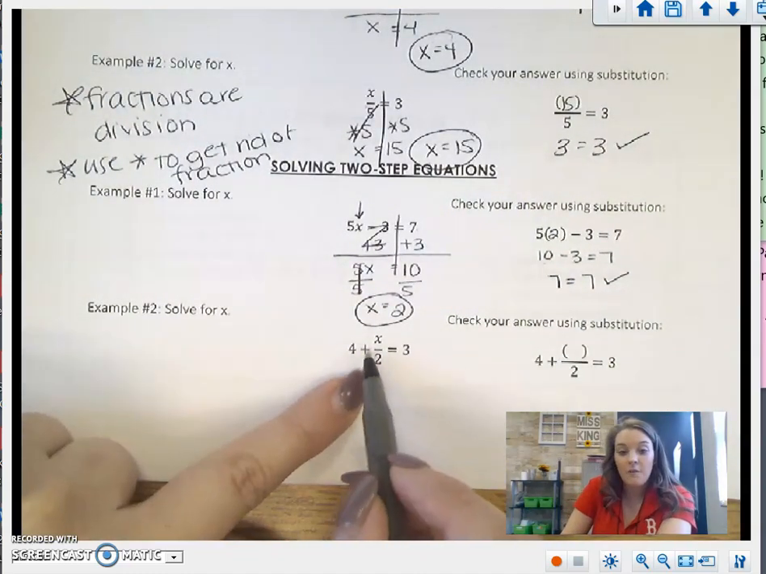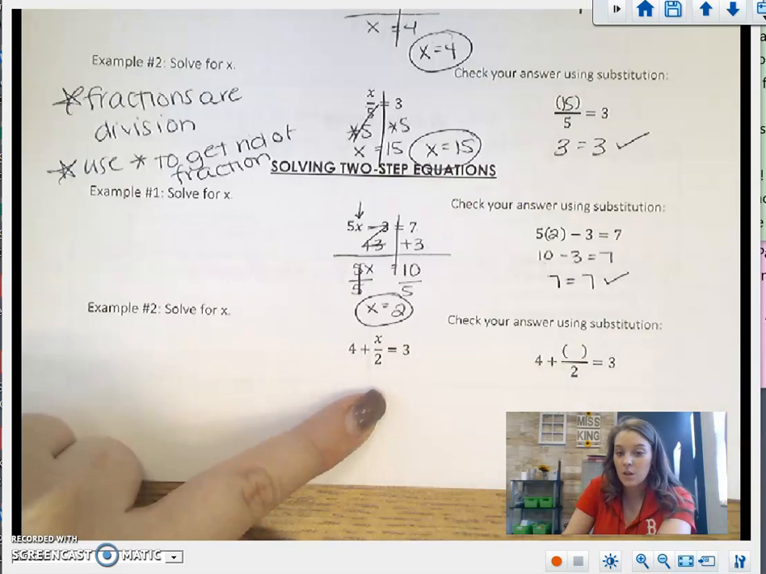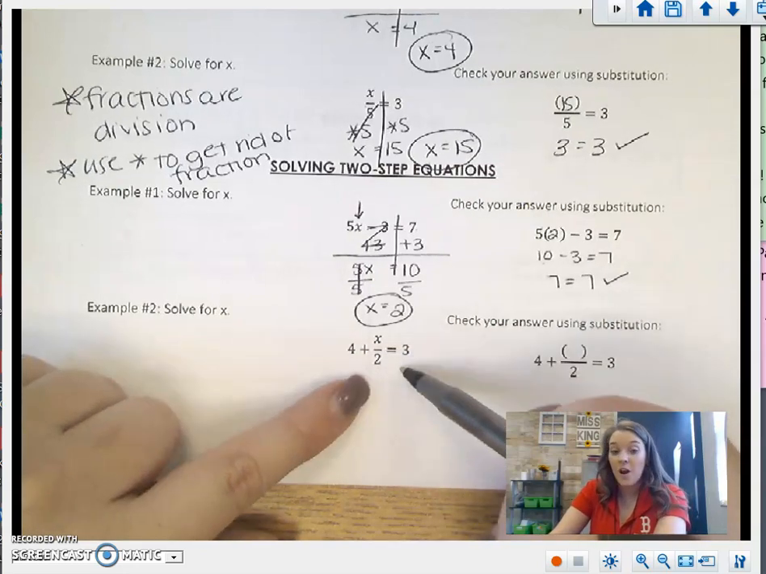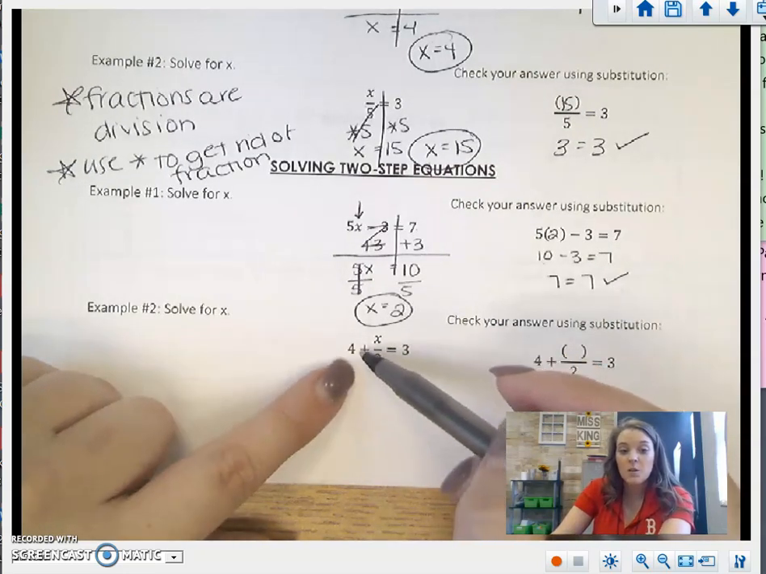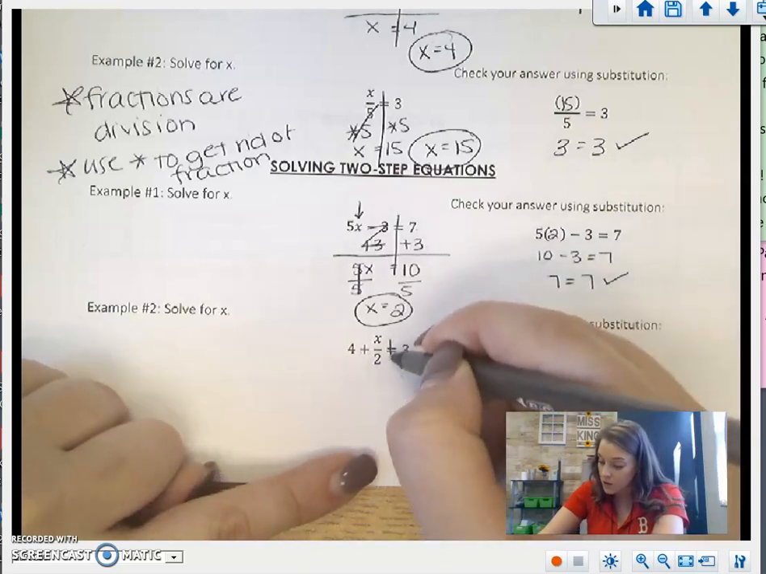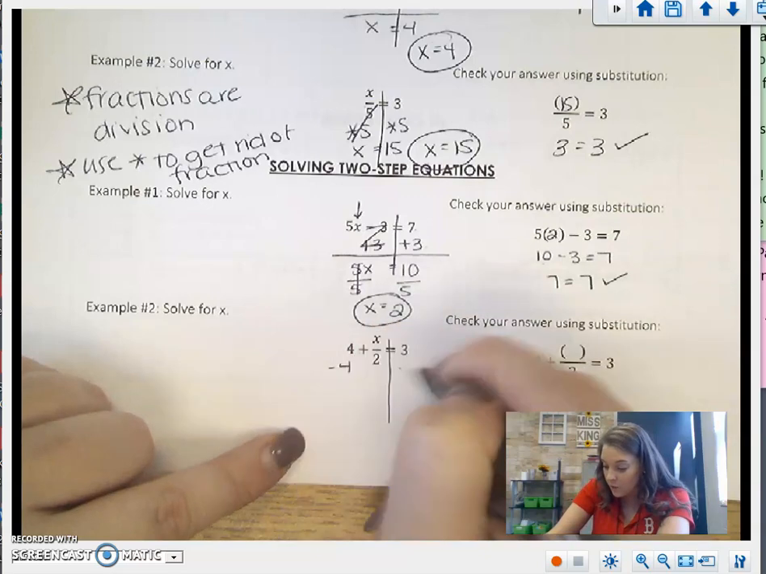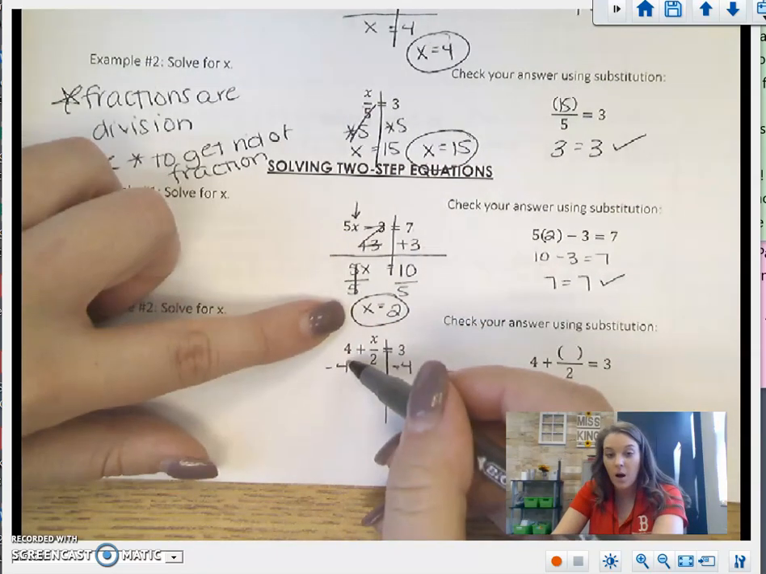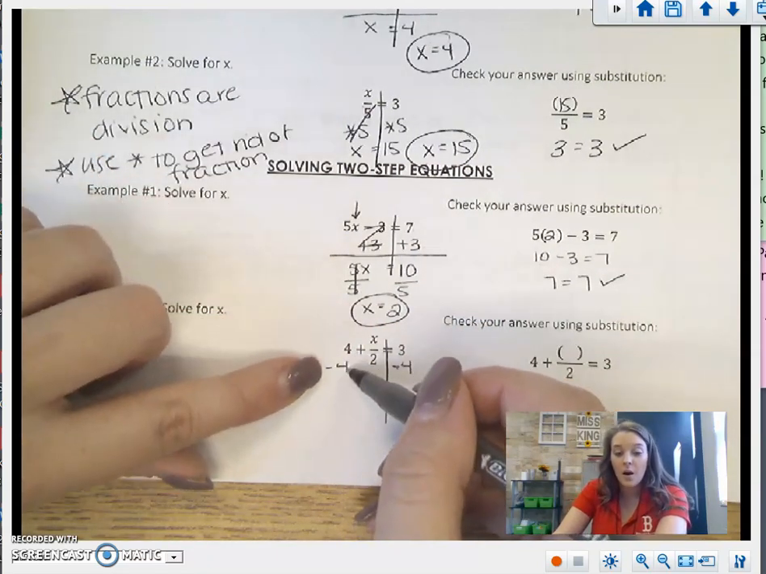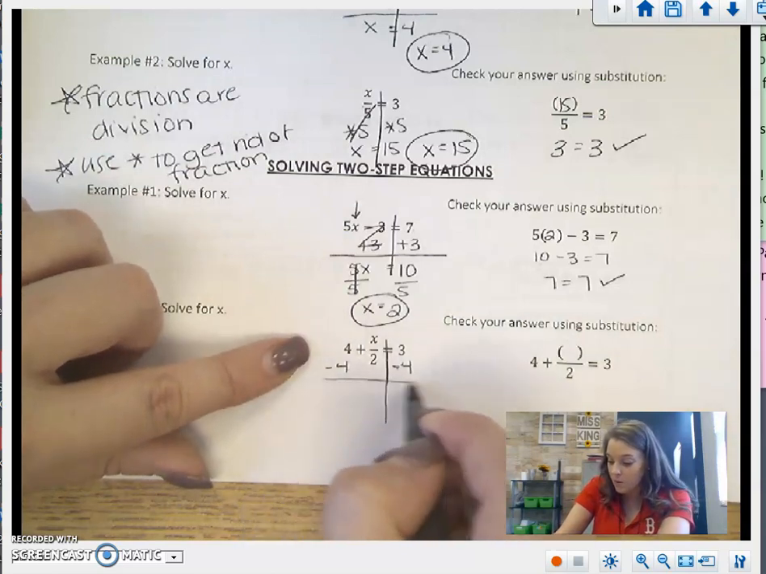So here I have 4 plus x over 2 equals 3. So I have a fraction and I have this 4. I'm going to get rid of this 4 first. So I'm going to draw a line down my equal sign. I'm going to subtract 4 from both sides. So I have a positive 4. To cancel out that positive 4, I'm going to subtract 4 from both sides.